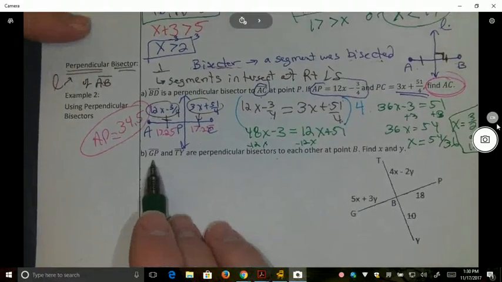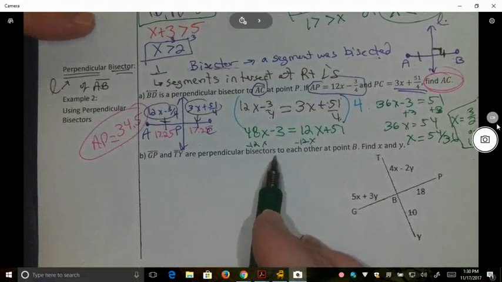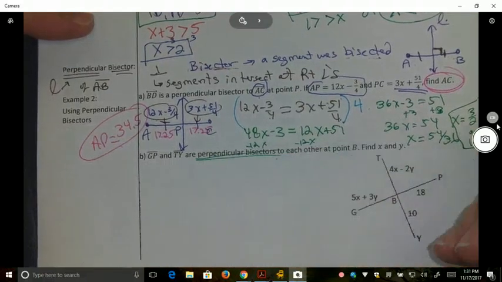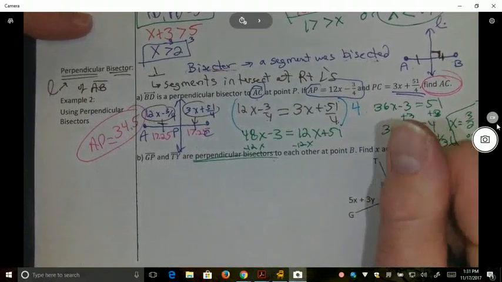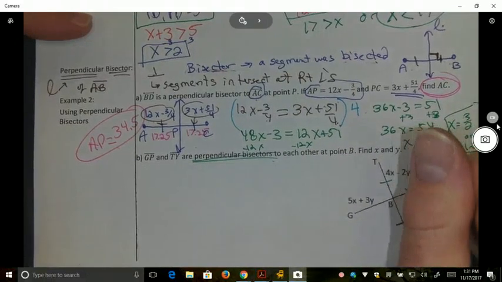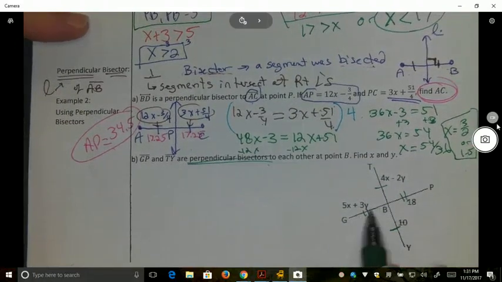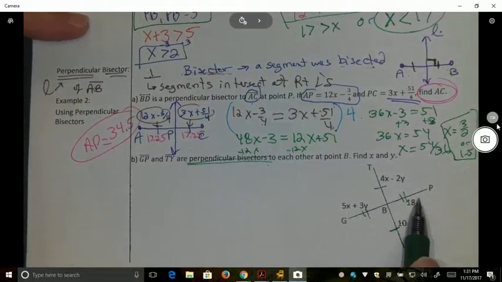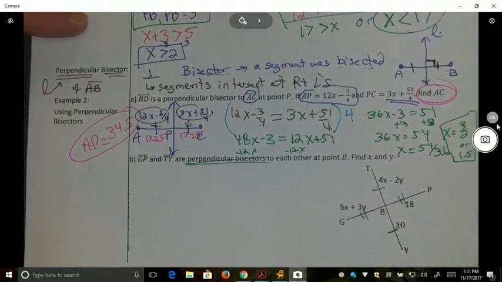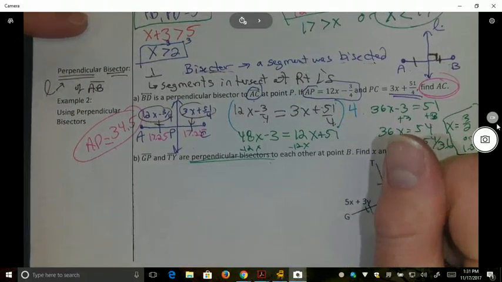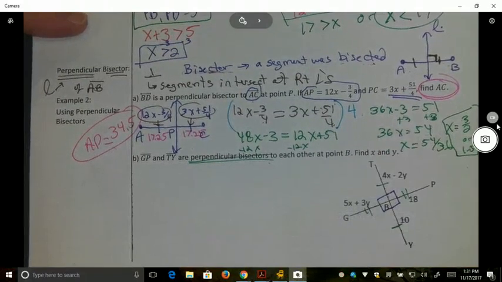The next problem says that GP and TY are perpendicular bisectors to each other. Well, that means that they're both perpendicular bisectors, which means they've both been bisected. It does not mean that all 4 pieces are equal, though. It means that GP was bisected, so this is equal to this, and TY was bisected, so that is equal to that. It also means that these are all right angles, so if I had a variable expression for that, I'd set it equal to 90.